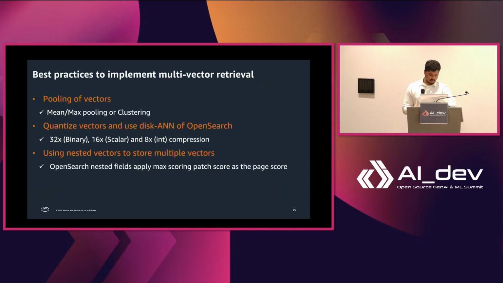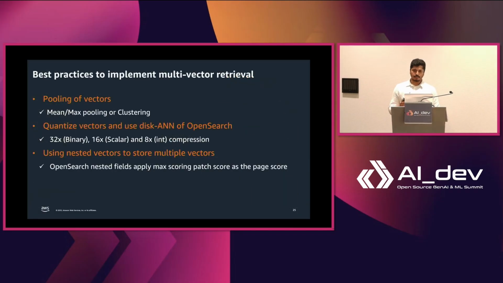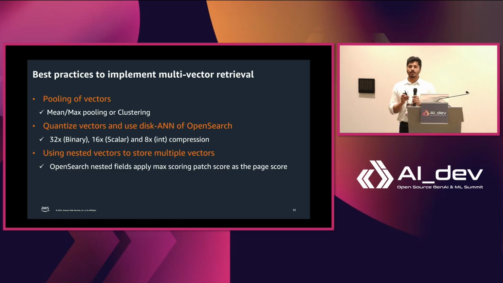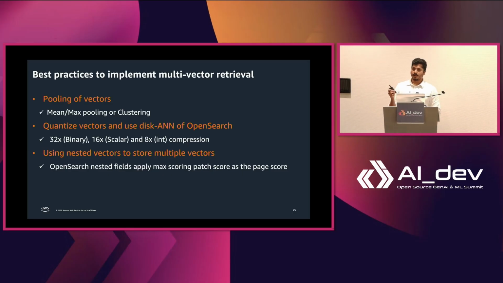Okay, so what are the best practices to implement a multi-vector retrieval with OpenSearch? First thing is, since you're gonna have multiple vectors both on the document and the query side, you need to reduce the number of vectors, because multiple vectors per document is going to increase your storage and memory requirements. So you can do mean and max pooling or clustering pooling to reduce the number of vectors per document.